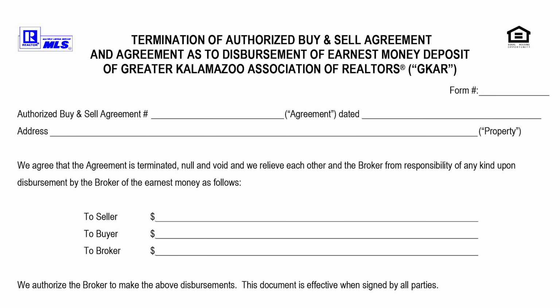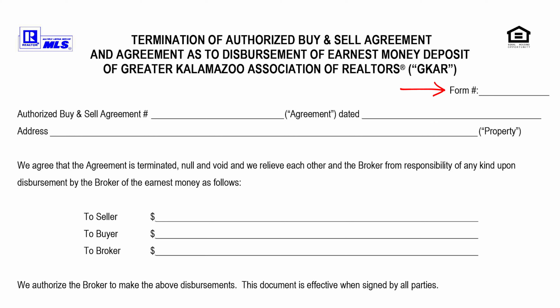Termination of authorized buy-sell agreement, an agreement as to disbursement of earnest money deposit of Greater Kalamazoo Association of Realtors, GKAR. This is a form that will allow an agent to terminate an agreement and also request how the earnest money deposit will be dispersed.